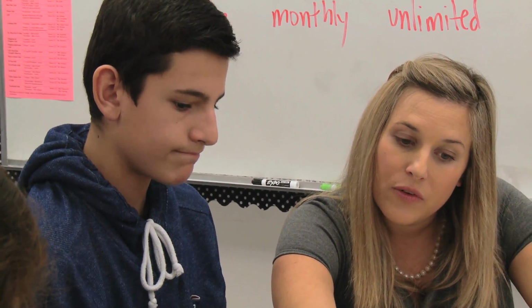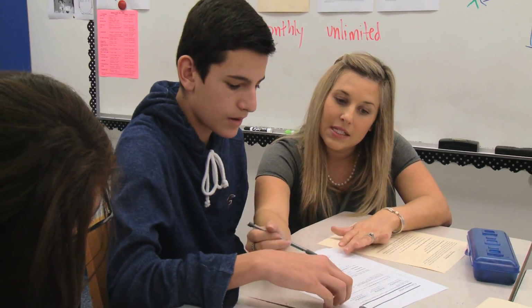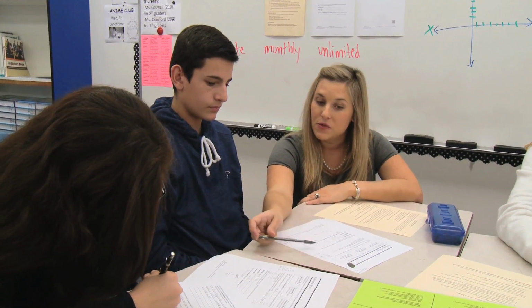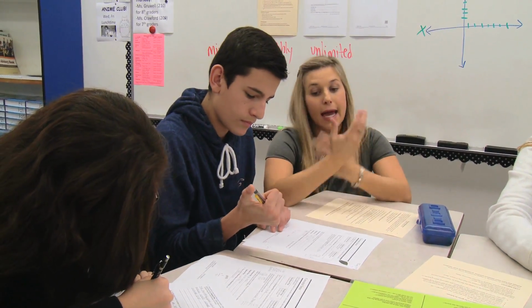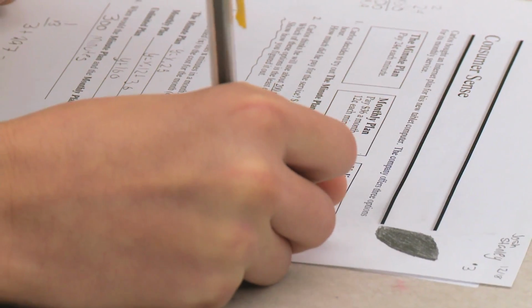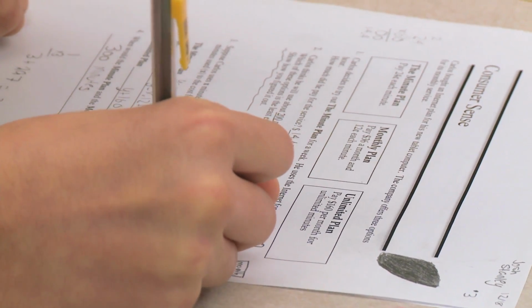So right here is your work for that problem, and that's the minute plan? This is the minute, this is the monthly, and this is the unlimited. Thank you so much for telling me that. Can you just write those words right there for me? Because when I'm reading it, I might not know. I may not be able to give you the credit. Labels are so important in math. It really helps us understand where your thinking is.